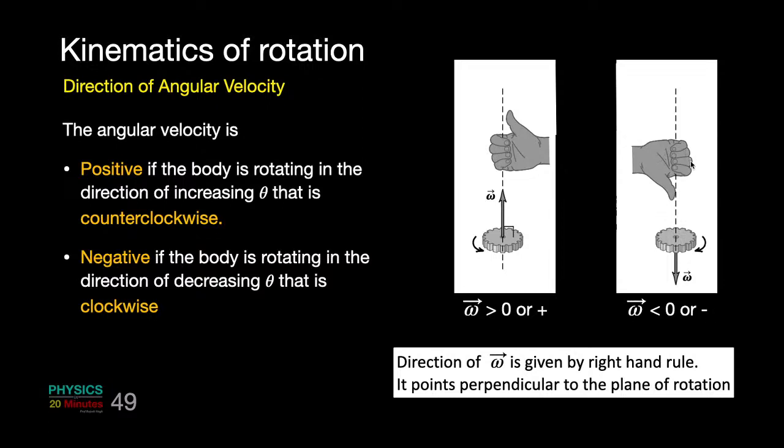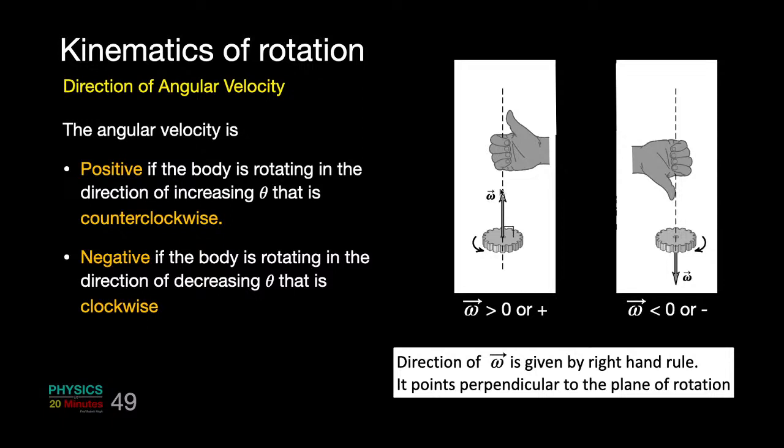Then if you curl your fingers in the direction of rotation, your right hand thumb will go in the downward direction. So the direction will reverse. You can see that the plane of the body, the plane of rotation, is this way, and omega is now pointing in this way. So omega always points perpendicular to the plane of rotation. There are two directions, one upward, one downward. Depending on which way it rotates, that way omega points. So being positive or negative takes care of both ways of rotation.